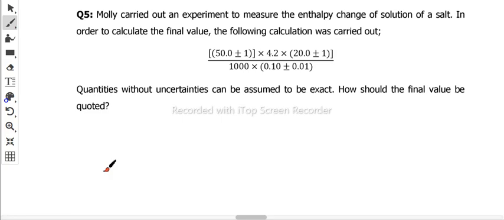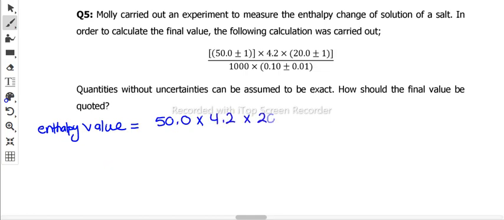So the first thing I'm going to find is the value. What is this value, which is the enthalpy value actually? Since she calculated the enthalpy values as given. Enthalpy value is so important for chapter number 5. Actually, you will be familiar with the word enthalpy. So I'm going to take the 50 multiplied by 4.2 multiplied by 20 over 1000, multiplied by 0.10.